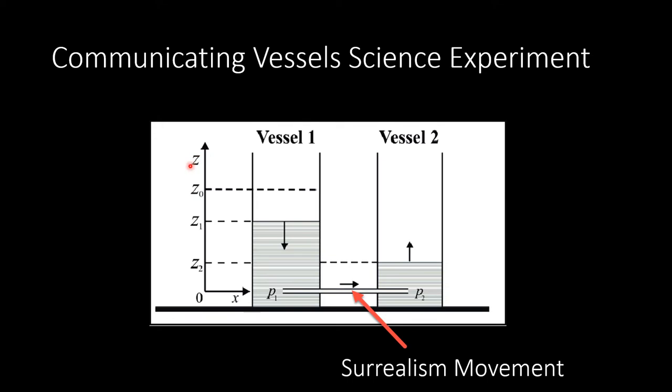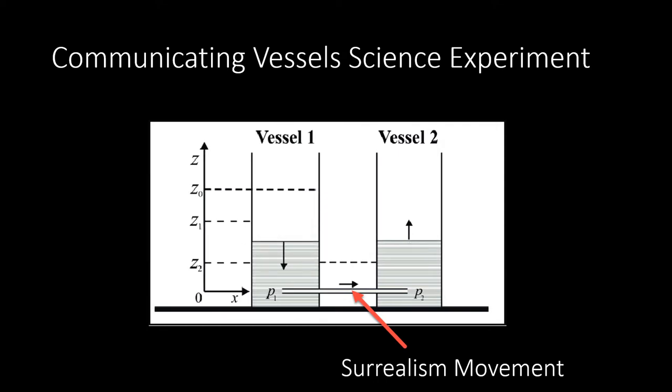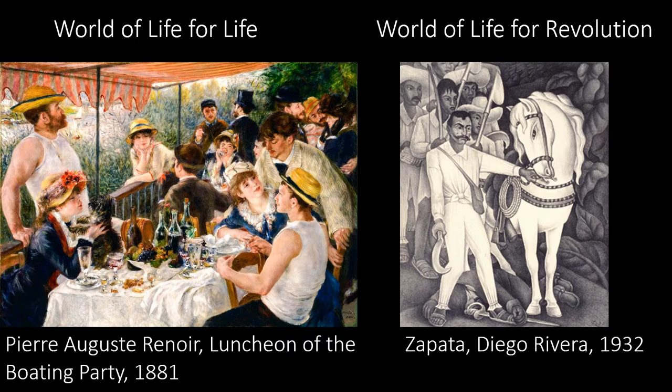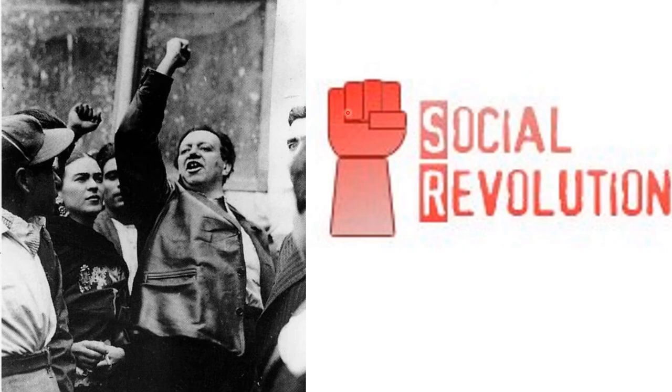Communicating vessels is based on a science experiment where two vessels with different amounts of fluids will become equal and in equilibrium and in balance if connected. Surrealism attempted to be that connection. In Breton's essay, he said, the Surrealism movement hoped to connect different worlds, such as the world for life, and the world of life for revolution. Therefore, the mural may have had a message for revolution too. The question is, what type of revolution?